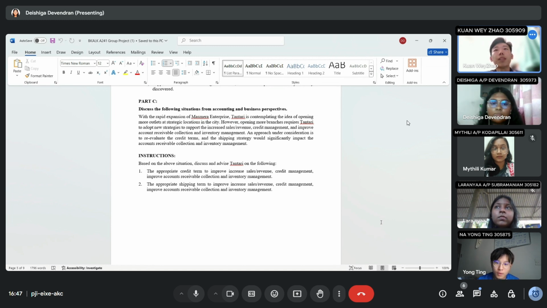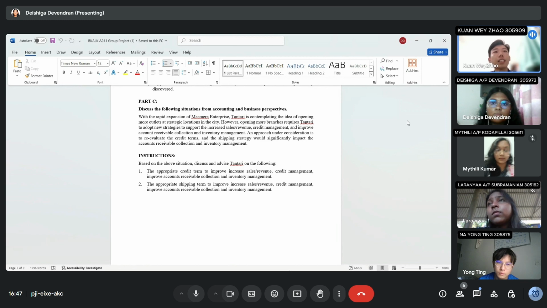And I choose the payment discount. This is because Masmara Enterprise may offer a 2% discount if the buyer makes the payment within 10 days. Otherwise, the buyer will pay the full amount within 30 days. For example, a customer buying 10,000 worth of goods can pay 9,800 if they pay within 10 days, saving 200, while encouraging quick cash inflow.